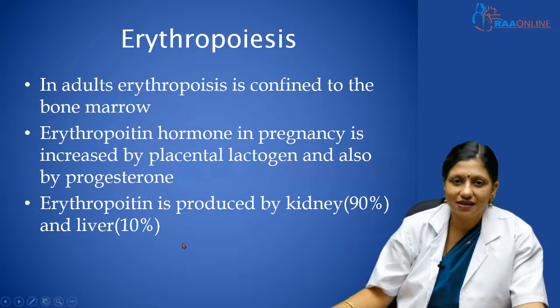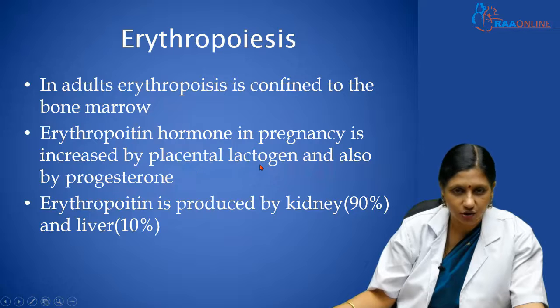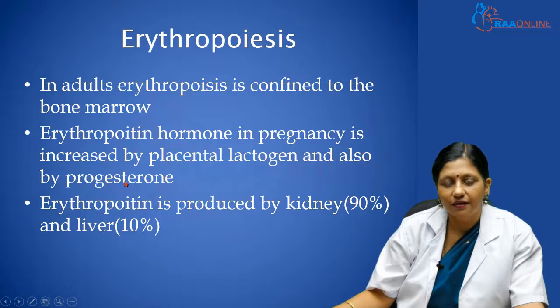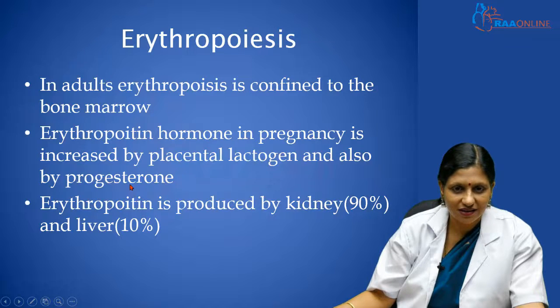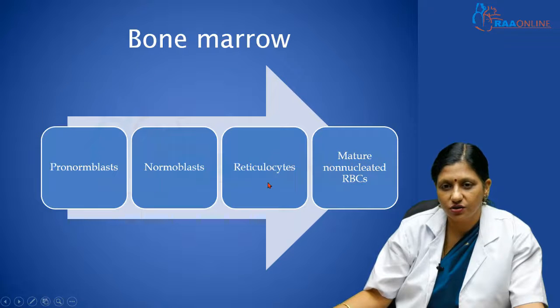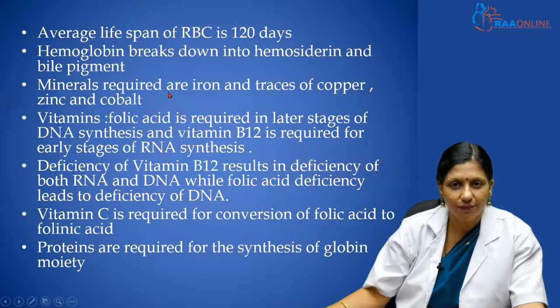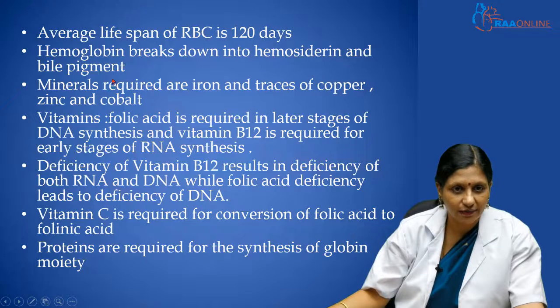Erythropoiesis is confined to the bone marrow in adults. And in pregnancy, there is a secretion of placental lactogen from the placenta and progesterone is increased. So that is why the erythropoietin hormone is increased in pregnancy, and erythropoietin is produced by the kidneys 90% and liver 10%. So what is the process of formation of RBCs? Pronormoblast, normoblast to reticulocyte to a mature non-nucleated RBC. Average lifespan of RBC is 120 days and hemoglobin ultimately breaks down into hemosiderin and bile pigment.